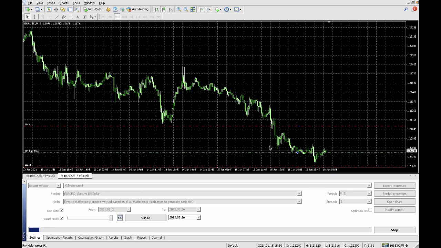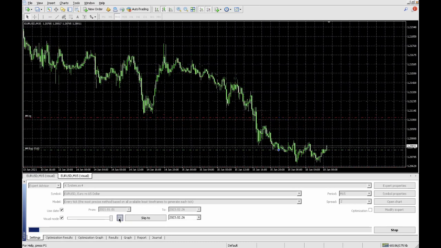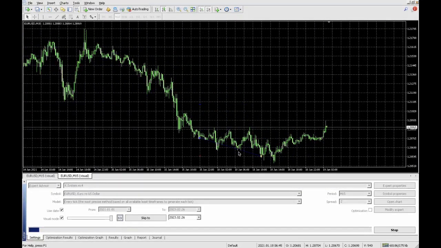So you can see we had a buy trade here. Price went down, and this price also hit our loss as well. All right, then reversed back up.